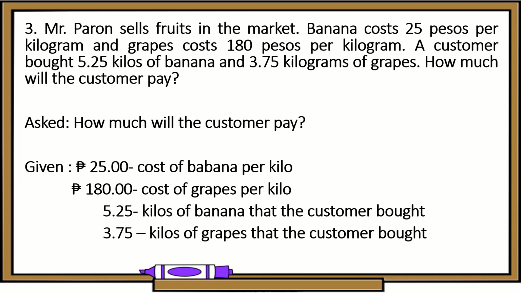For the given, we have the cost of the banana per kilo, that is 25 pesos. The cost of the grapes per kilo, 180 pesos. Yung binili ng customer na banana, that is 5.25 kilos. And for the grapes ay 3.75 kilograms.